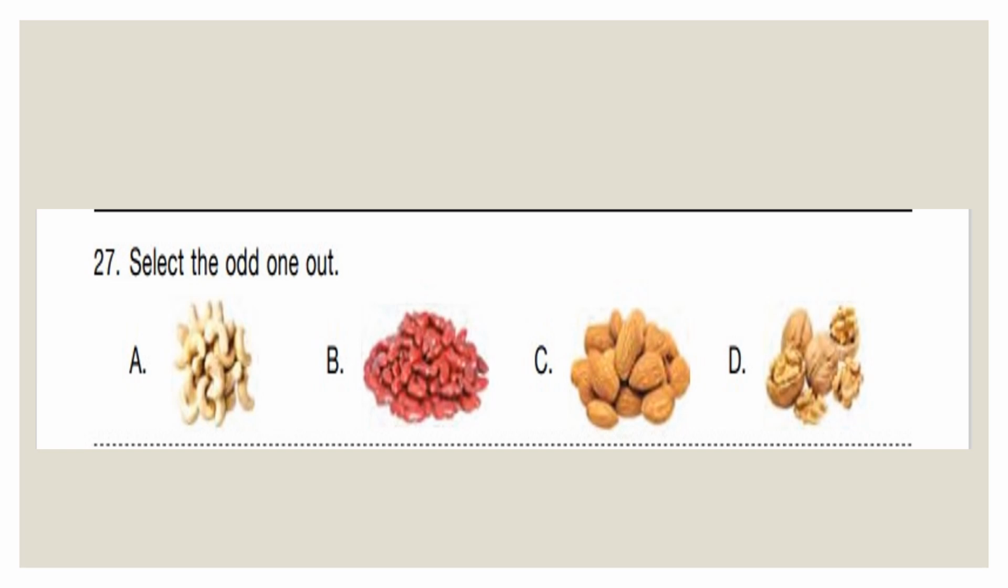Question number 27. Select the odd one out. Option A, cashew. Option B, kidney beans. Option C, almond. Option D, walnut. And the correct answer is option B, kidney beans, because all others are dry fruits.